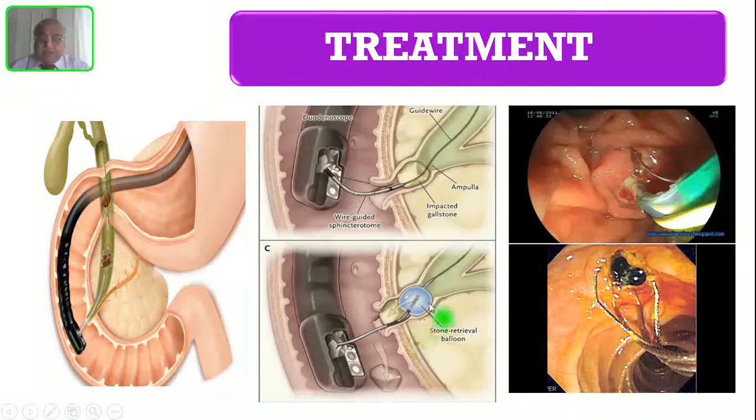Or the alternative is you can put a balloon inside, inflate the balloon, pull it back, and then push the stone down. You are seeing they have already done a sphincterotomy also. This is the sphincterotomy. See, the stone has been extracted. You are seeing the stone here in the duodenum. Here you are seeing the Dormia basket. They are removing the stone. Sphincterotomy was already done. They are extracting the stone from the lower part of the CBD.